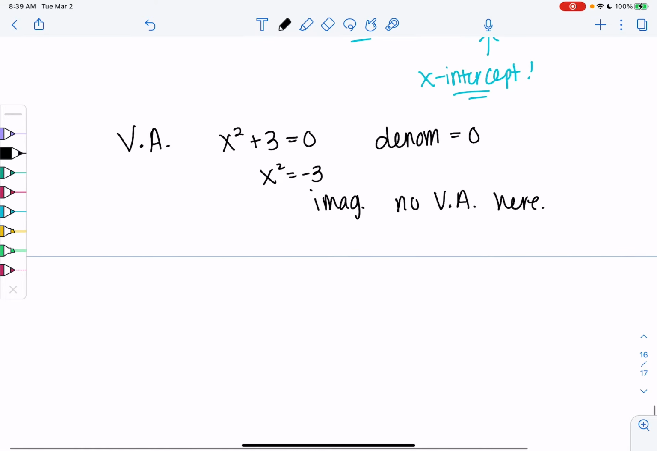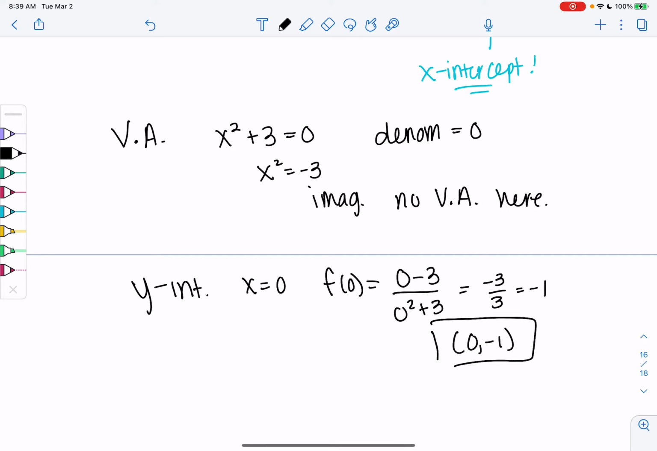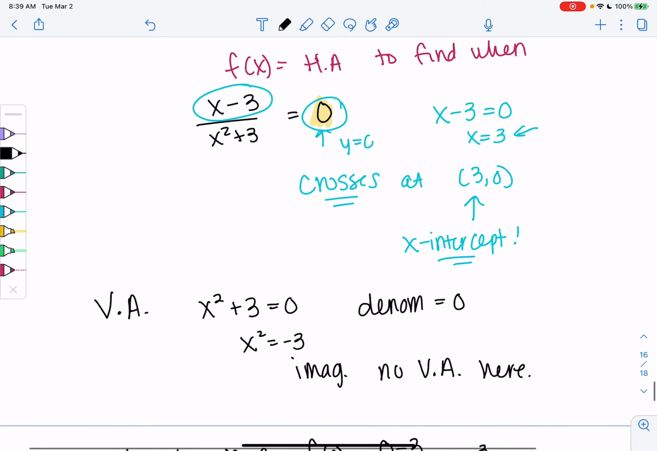And then let's do the y-intercept. That's just when x equals 0. So f of 0 is (x minus 3) over (x squared plus 3), and we plug in 0 for x, which is negative 3 over 3, or negative 1. So (0, negative 1). And the x-intercept we already found kind of on accident when we were doing this step.